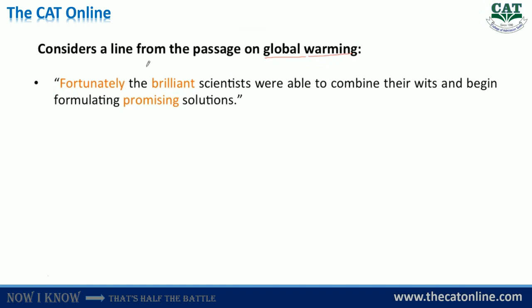But if I read this line: "Fortunately, the brilliant scientists were able to combine their wits and begin formulating promising solutions." Now, fortunately is an adverb that is a sign of optimism. Brilliant is a good, positive adjective for the scientists. Promising solutions, again an adjective that shows positive signs for the solutions. All these three are positive words, and since they're positive, I will not say that the tone is negative. Why? Because the line does not have any negative word, right?